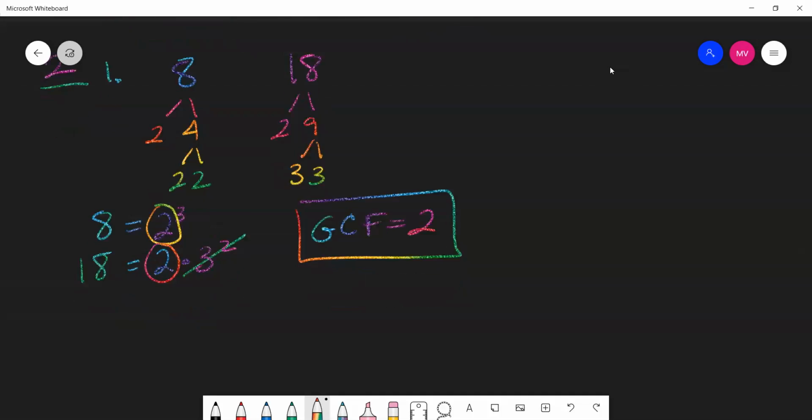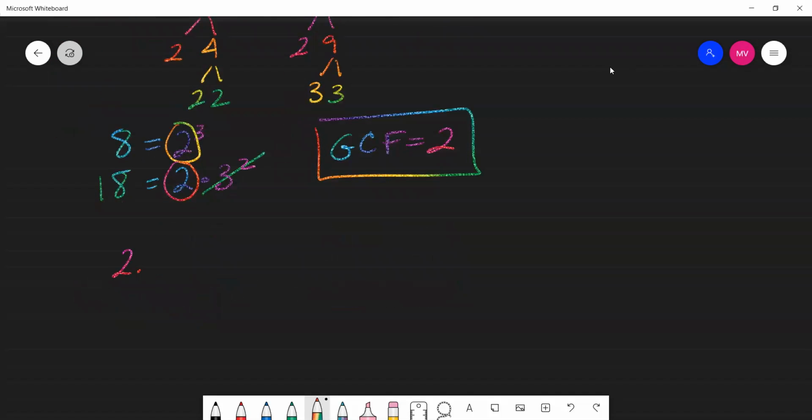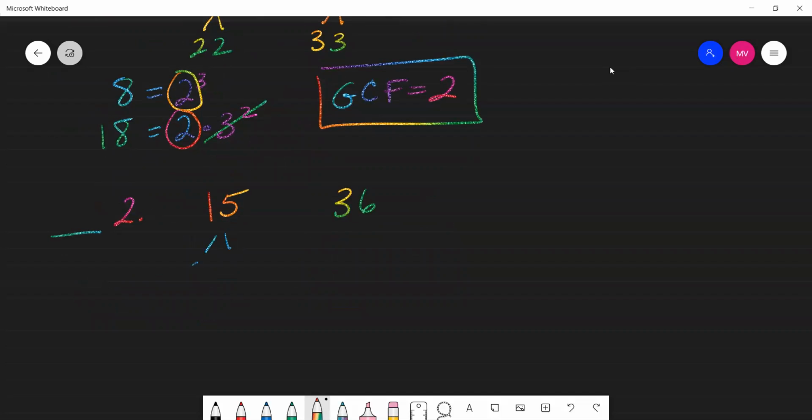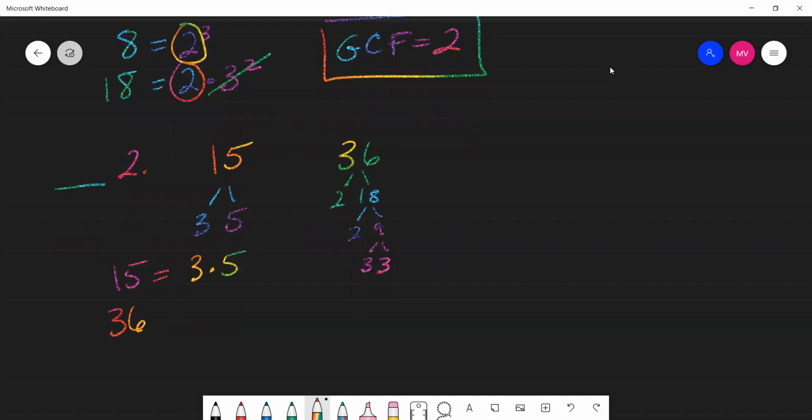All right. So let's look at number 2. So number 2 gives us 15 and 36. All right, so 15 breaks down into 3 and 5, both of which are prime numbers. So that's our prime factorization. 15 is 3 times 5. 36 is going to be a bit bigger. 2 and then 18. And then we just did that up top. So that breaks down into 2 and 9, which breaks down into 3 and 3. So the prime factorization for 36 is 2 squared times 3 squared.